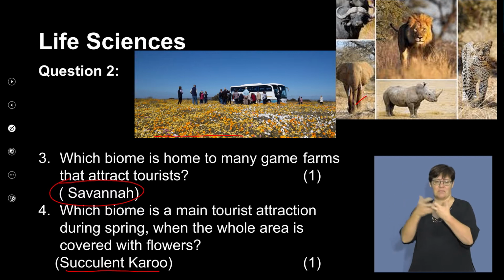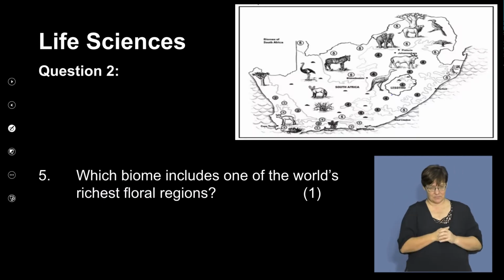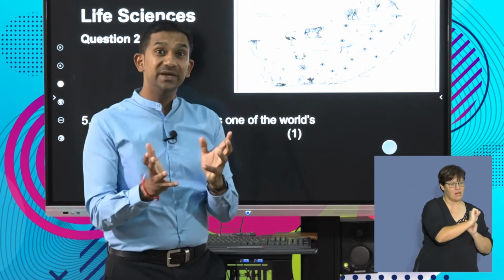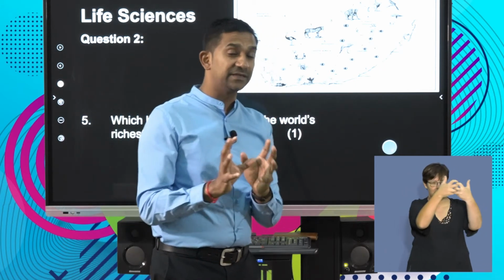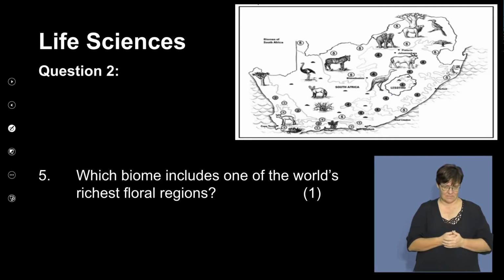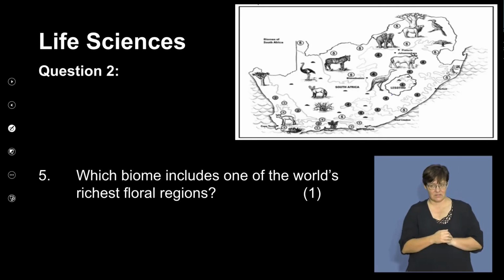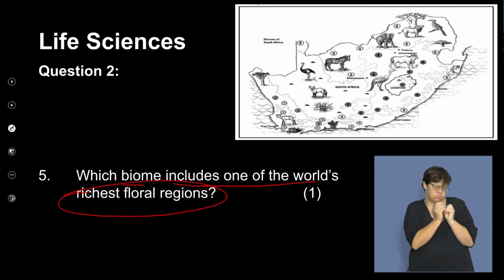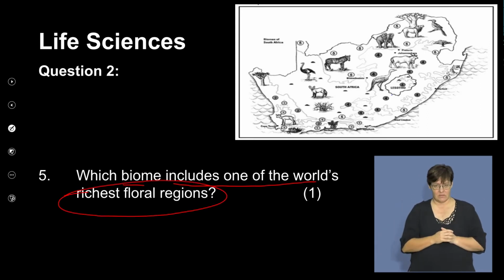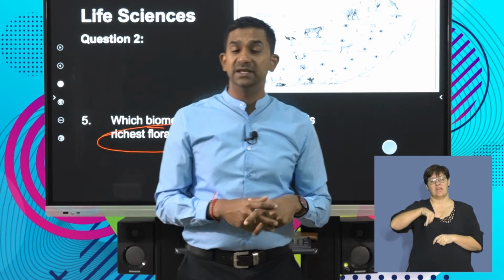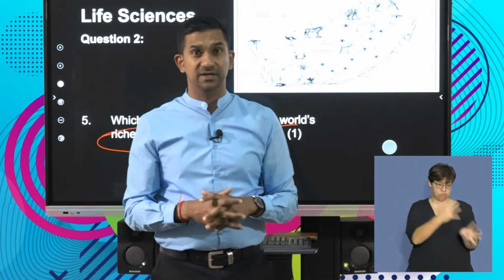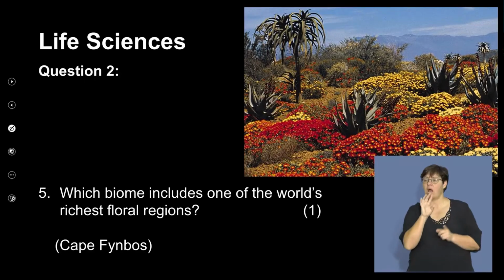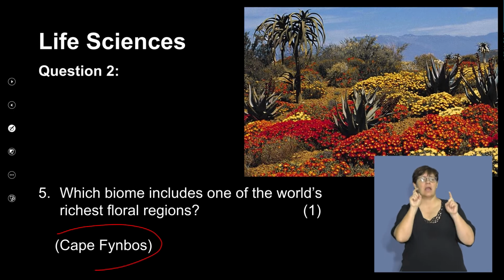So guys, essentially we got to be able to understand that our biomes are unique and they're characterized by these plants and animals, and knowing that will often help us to link that to an answer in a question. Finally, let's get to the last question in this. Which biome includes one of the world's richest floral kingdoms? So guys, we often refer to the Cape Fynbos being a unique hotspot in South Africa because of the types of plants that are found there that are unique. It's important that we're able to recognize this area as the Cape Fynbos.